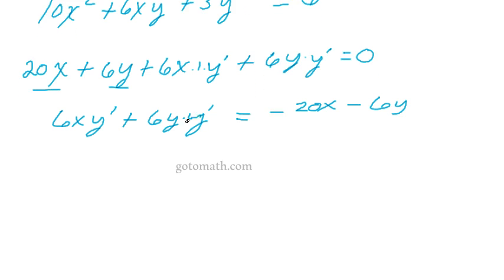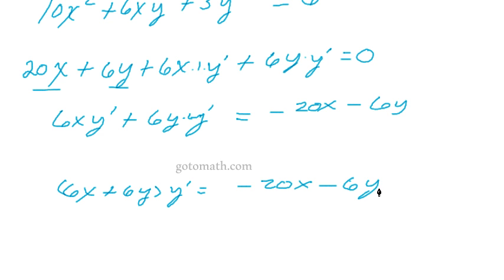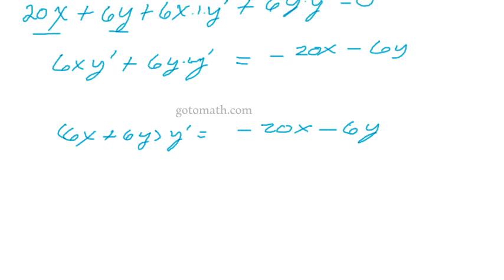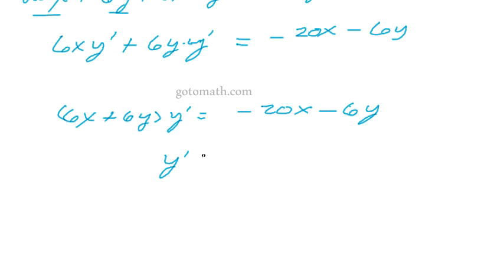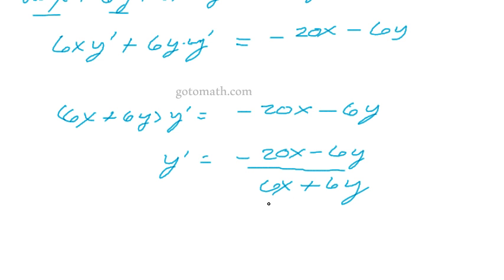Alright. I'm going to factor out this y prime. So we have 6x plus 6y is equal to negative 20x minus 6y, and finally we have y prime is equal to negative 20x minus 6y, and then down here we're going to take this down diagonally, 6x plus 6y.